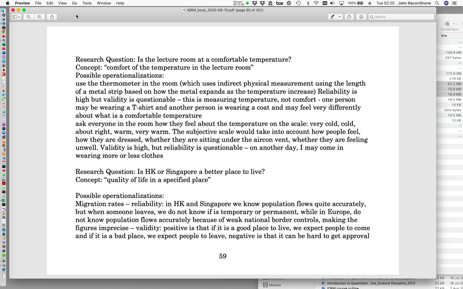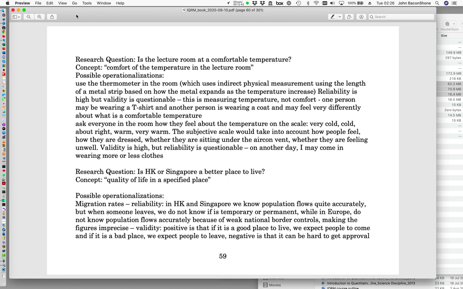We have to be a little bit careful here. If we're just saying, are they measuring the temperature accurately, I would trust that the validity should be quite good. They should have been calibrated quite well before installation, although over a long period of time, the calibration may deteriorate if they're not recalibrated. But that's not quite what we're interested in here. The concept is not the temperature in the lecture room, it's the comfort of the temperature in the lecture room. So it's actually measuring temperature, not comfort.